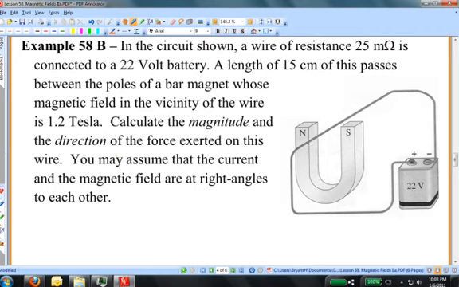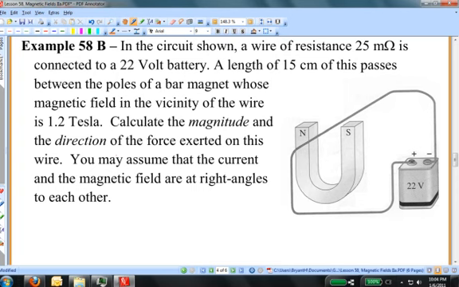You won't find this one in your textbook, but it's a good one in any case, and it also combines something from electricity. You'll find many of these problems on the AP exam will combine several topics at once. In the circuit shown, a wire of resistance 25 milliohms is connected to a 22-volt battery. A length of 15 centimeters of this passes between the poles of a bar magnet whose magnetic field in the vicinity of the wire is 1.2 Tesla. Calculate the magnitude and the direction of the force exerted on this wire. You may assume that the current and the magnetic fields are at right angles to each other.